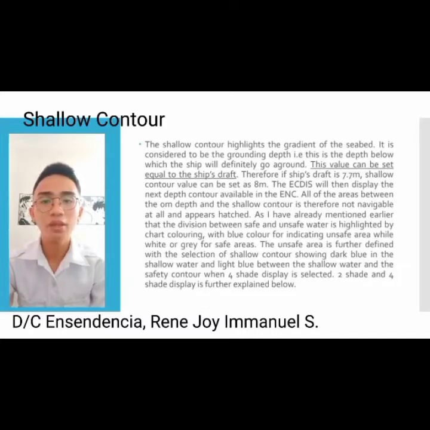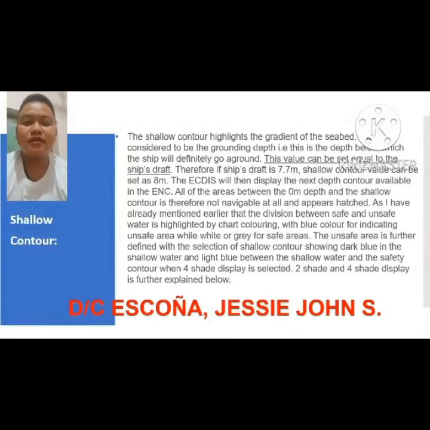The unsafe area is further defined with the selection of the shallow contour, showing dark blue in the shallower water and light blue between the shallow contour and the safety contour when 4 shade display is selected. The 2 shade and the 4 shade display are further explained below. Slide 16 shows us the shallow contour pointed out like this. We can see the explanation of slide 16 in slide 15.